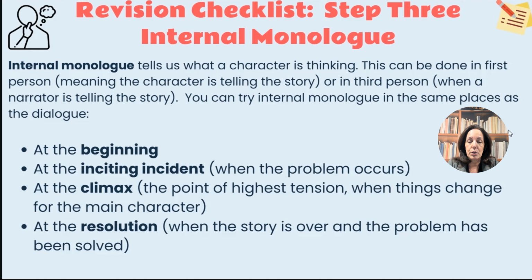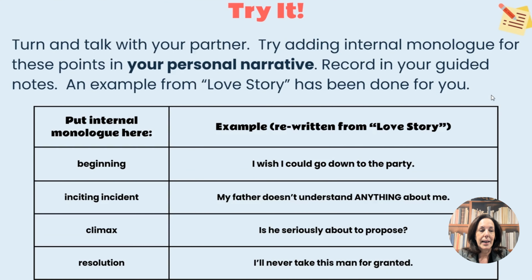You can try internal monologue in the same places as the dialogue: at the beginning, the inciting incident, the climax, and the resolution. Now you're going to try it. Turn and talk with your partner. Try adding internal monologue for these points in your personal narrative. You're going to record it in your guided notes. Here's my example from Love Story.